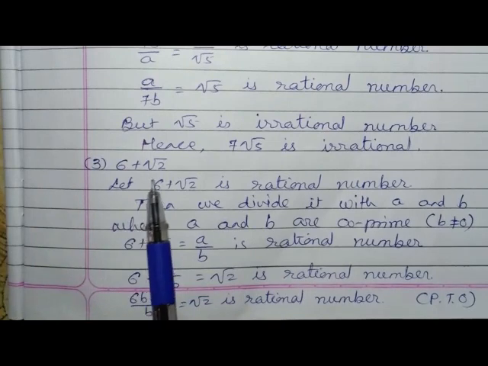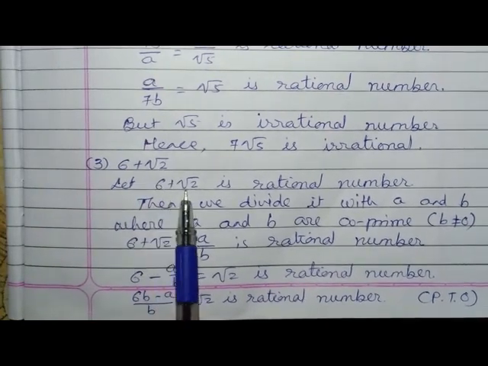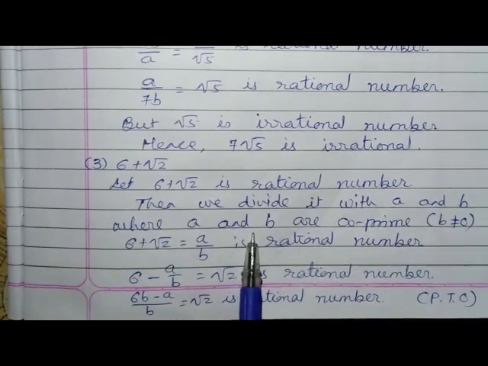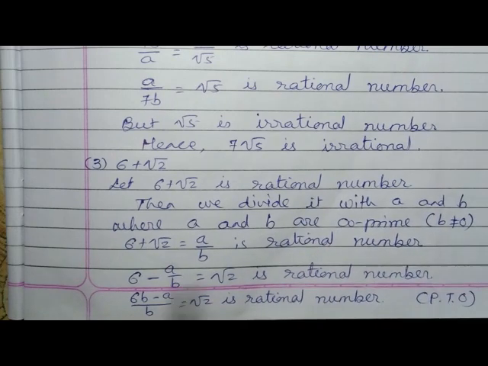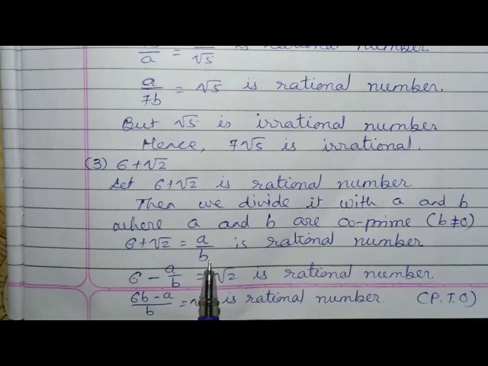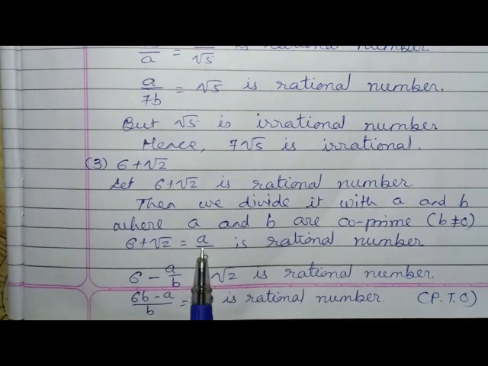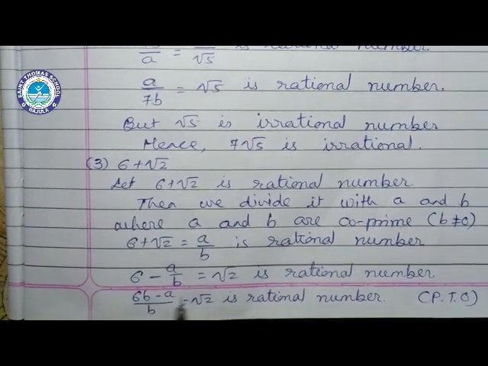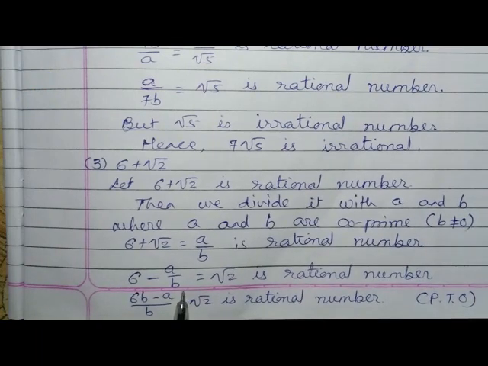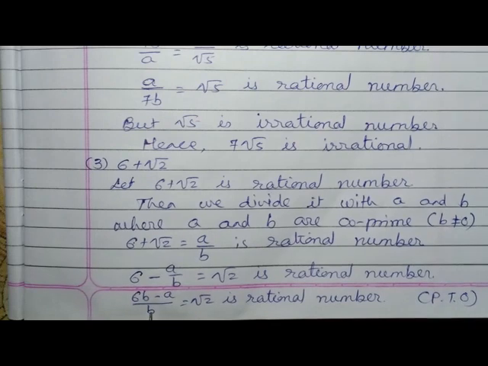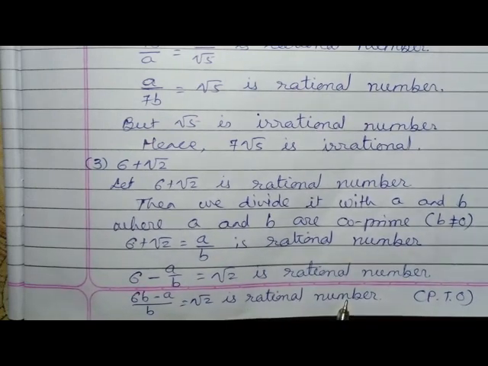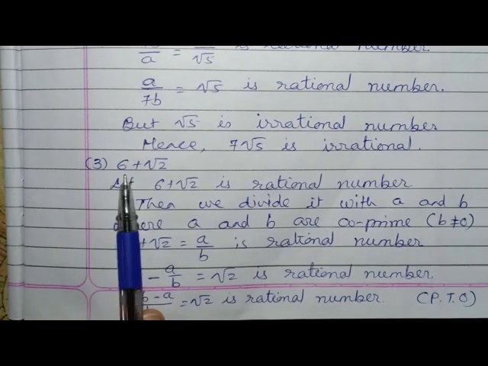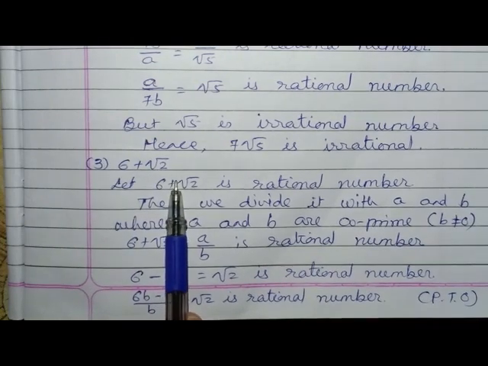Now the last part of question number 3, 6 plus root 2. First we assume that 6 plus root 2 is a rational number. Then we write it as a by b such that a and b are co-prime and b is not equal to 0. So 6 plus root 2 is equal to a by b. Now a by b comes here and 6 goes to the other side. So a by b minus 6 is equal to root 2, a rational number. Now take the LCM. a minus 6b by b is equal to root 2, a rational number. But we know that root 2 is an irrational number. Hence we prove that 6 plus root 2 is an irrational number.